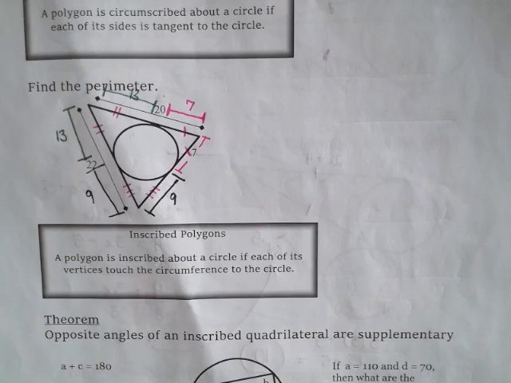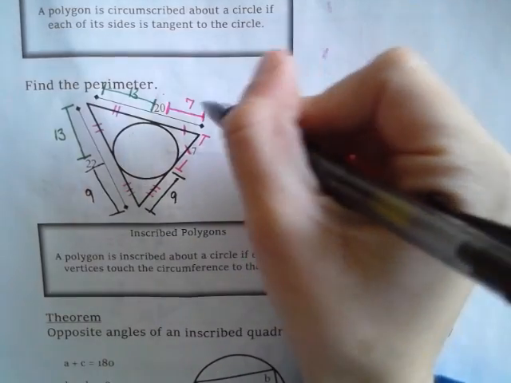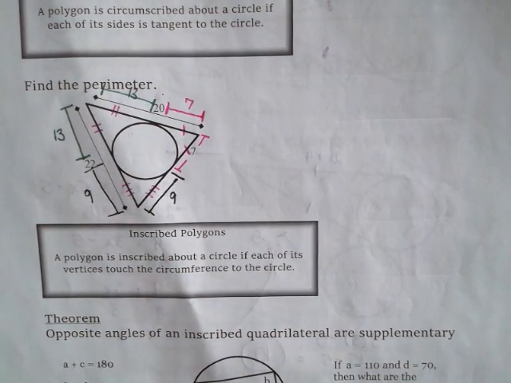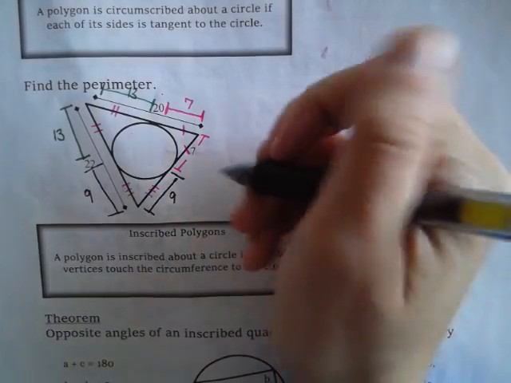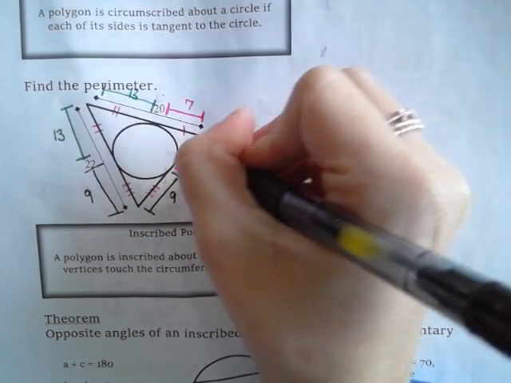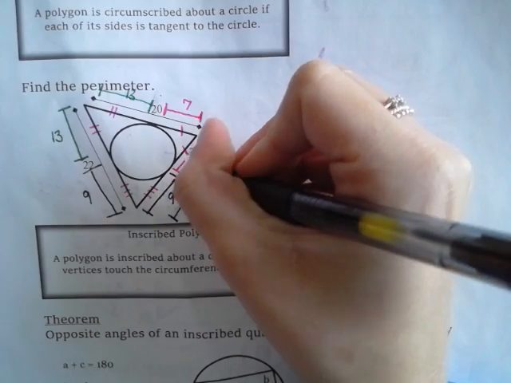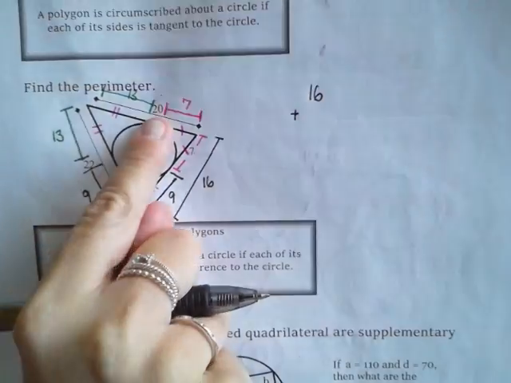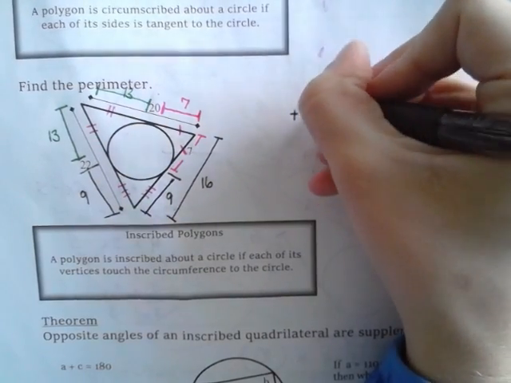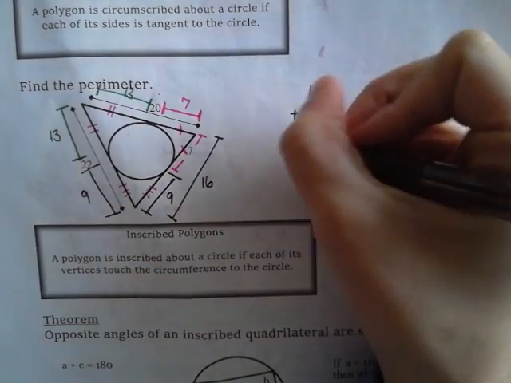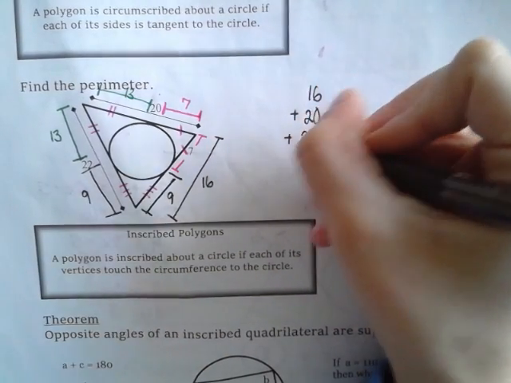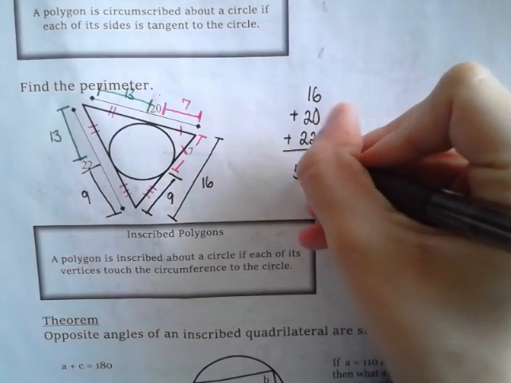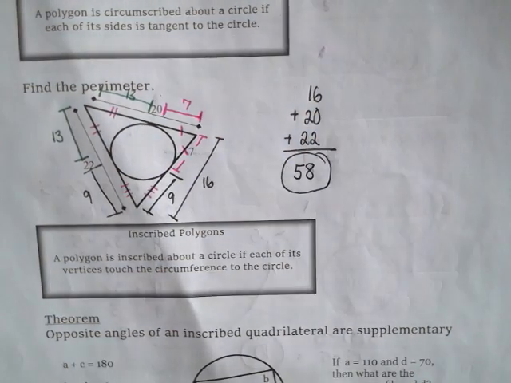From there, you have 2 options. You can either add up all these little tiny pieces that we found, or we can add up how long each side is total. So this entire side is 16, plus this entire side was 20, plus this entire side was 22. So when I add all of those numbers up, I get 58 is my perimeter.